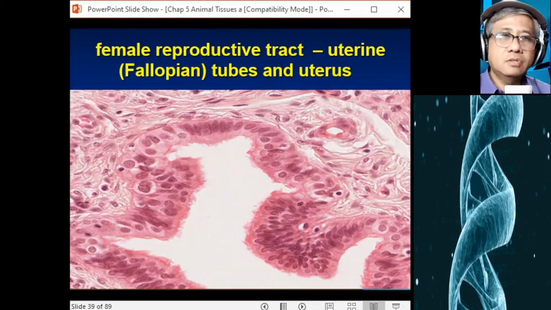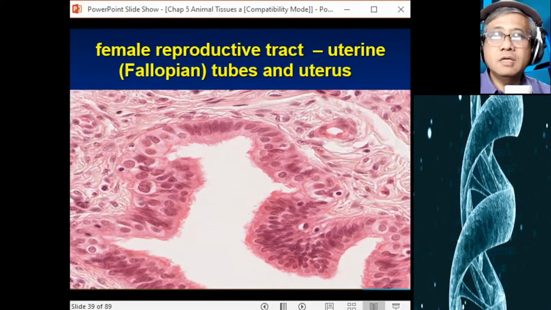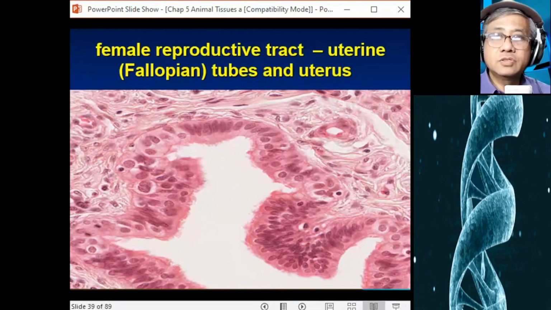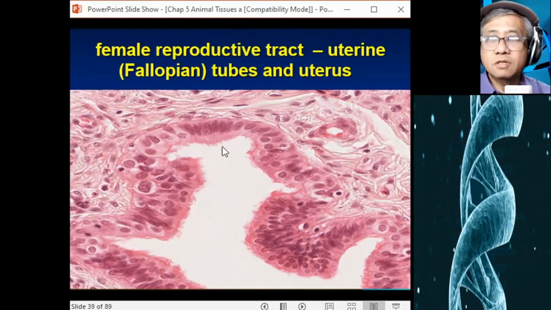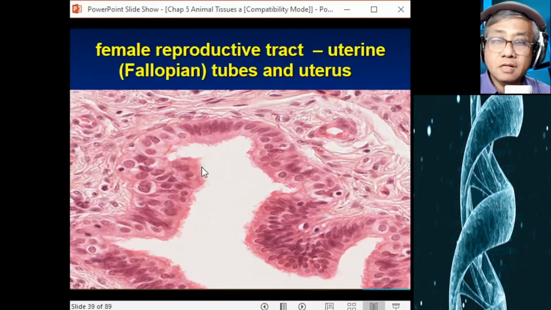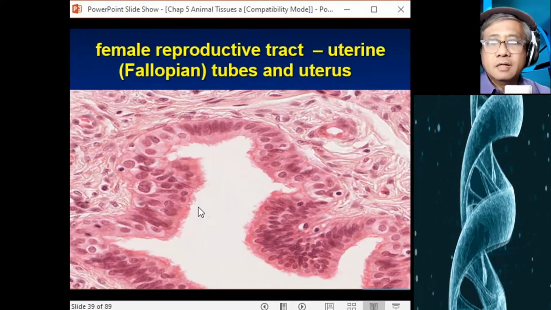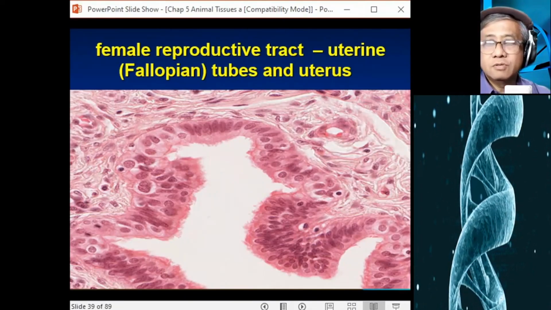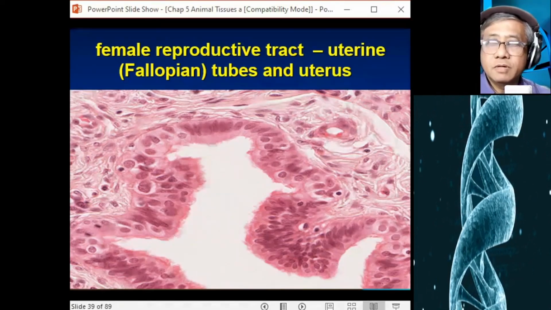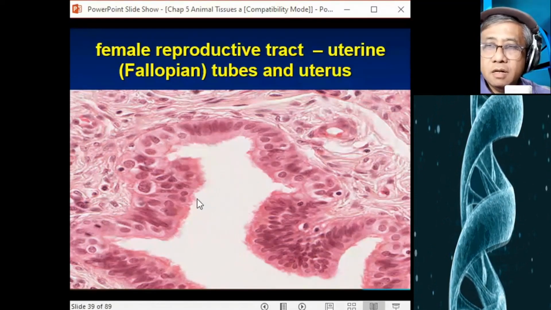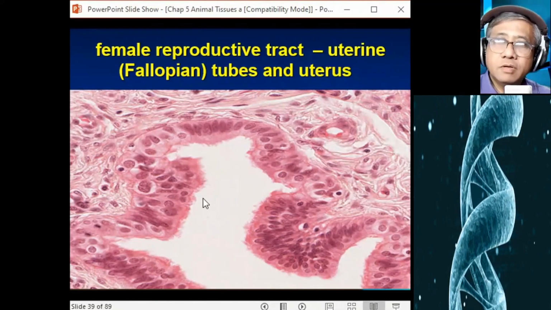And also, this type of tissue, ciliated columnar, can be found in the fallopian tubes and the uterus. This is to propel the fertilized egg to the uterus. So yung mga movement ng cilia, they play an important role in moving the fertilized egg to the uterus once it gets fertilized in the fallopian tube. And you could see here the hair-like structures or cilia in the lining of the fallopian tubes.